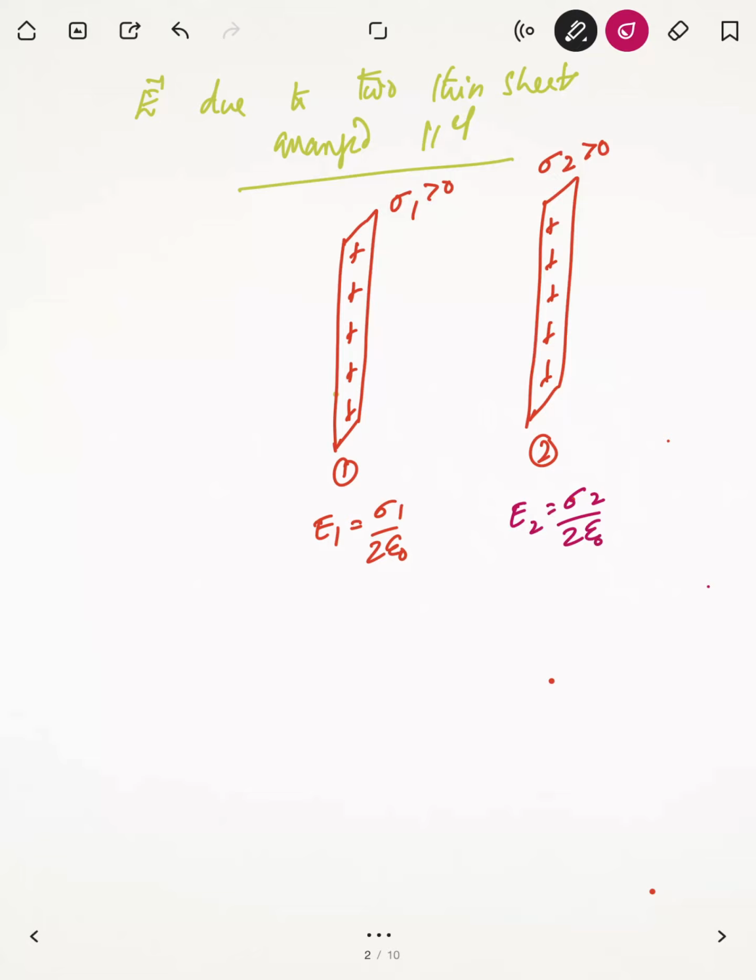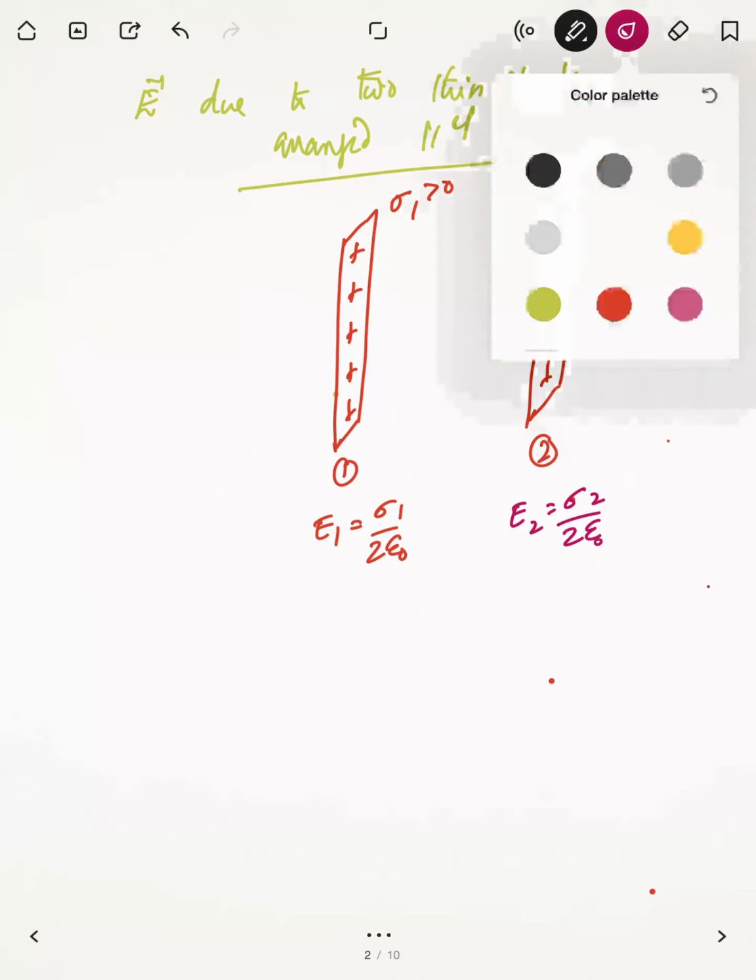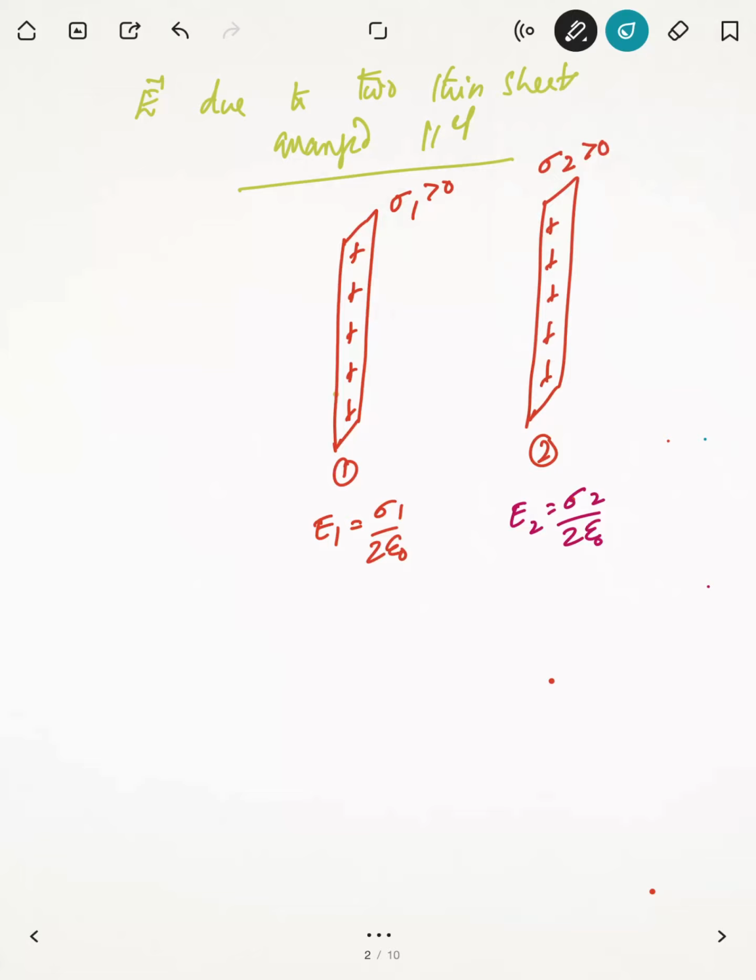These two sheets of charges separate the entire region into three parts. The first part is extreme left to both. This is region number 1. The second region is in between the two. And the third region is extreme right to both. So we have three regions, and we have to find the electric field in the first region, the second region and the third region. This can be calculated by using the superposition principle.